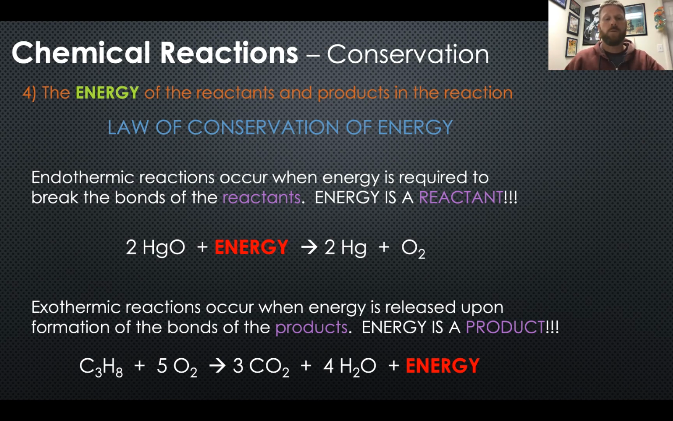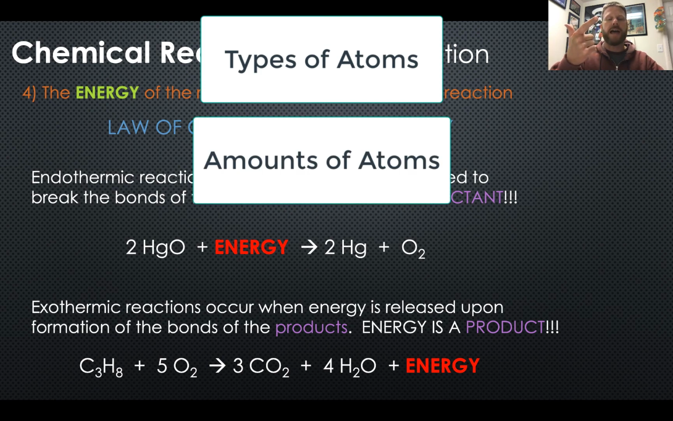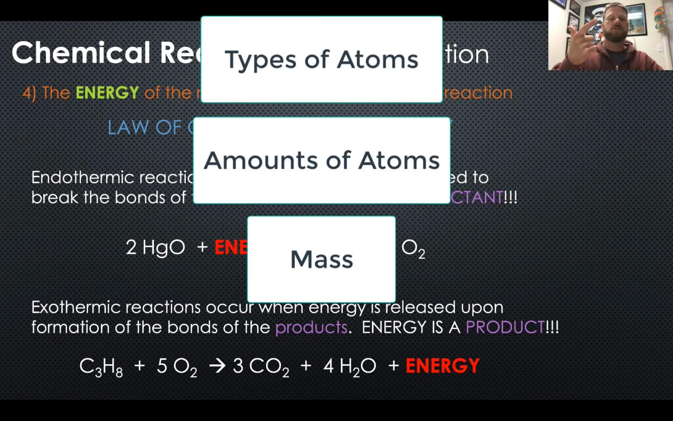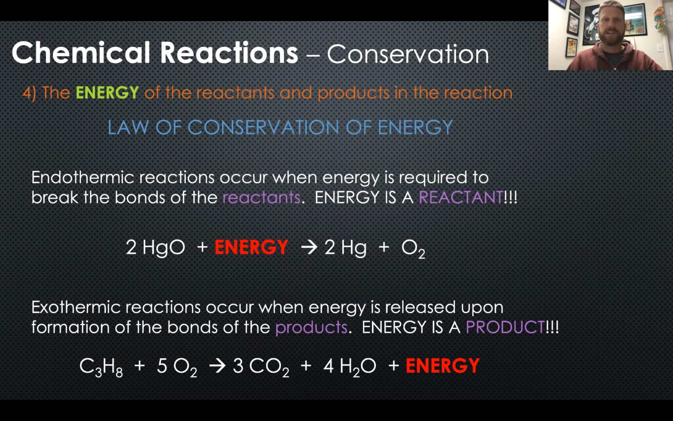In summary, we have learned that 4 quantities must be conserved during any chemical reaction. The reactants and products have to have the same types of atoms and the same amount of each type of atom. The final mass of the products must equal the initial mass of the reactants. And energy must be conserved. That is why some reactions are endothermic while others are exothermic. That is enough to process for now.